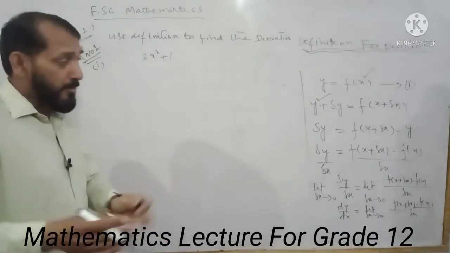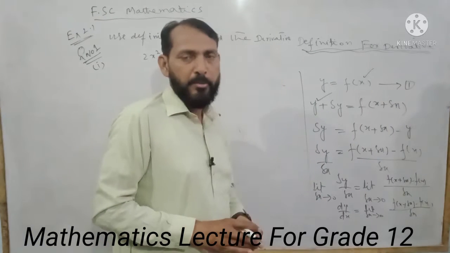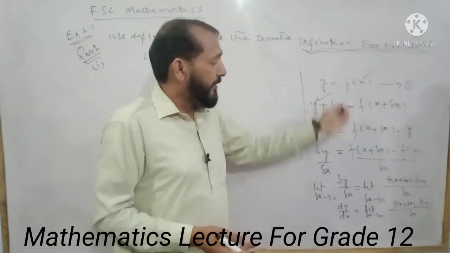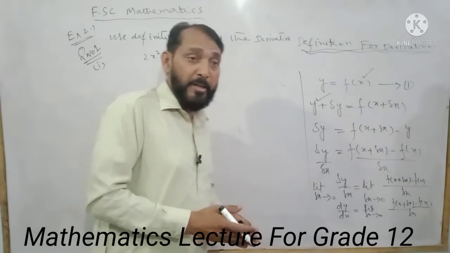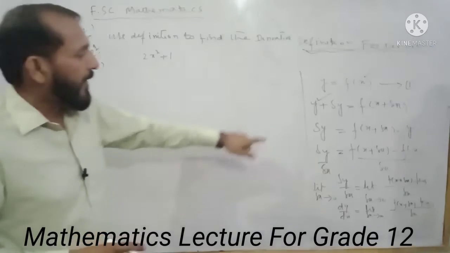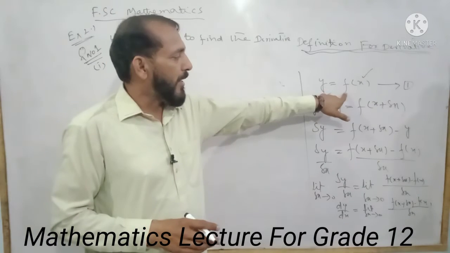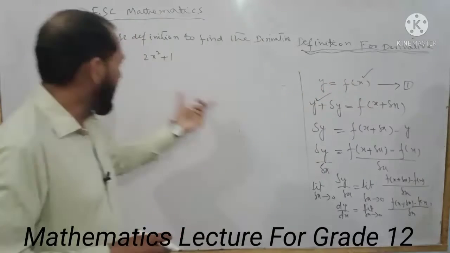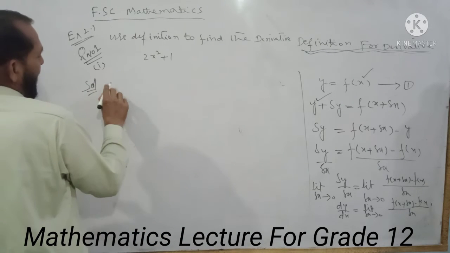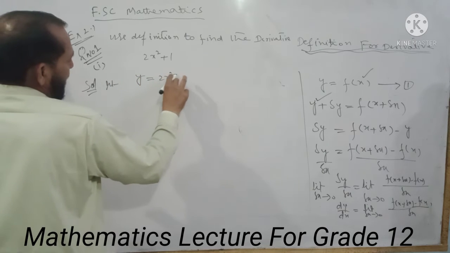For this question, we have to follow the same steps and solve it. I mean, you understand this process for the definition of the derivative. Now we start question number 1, first part. First of all, we suppose y is equal to this function, I mean f of x is a function which is this. Let y is equal to 2x square plus 1.